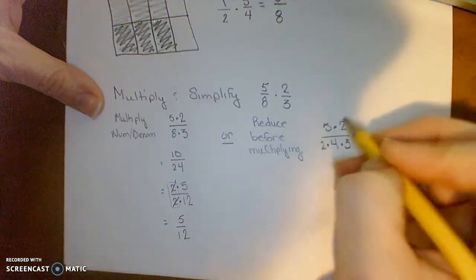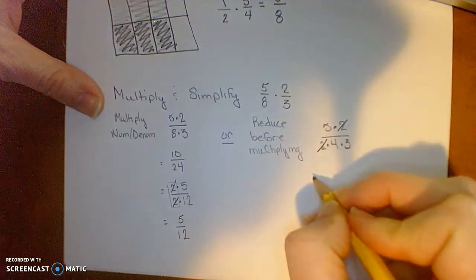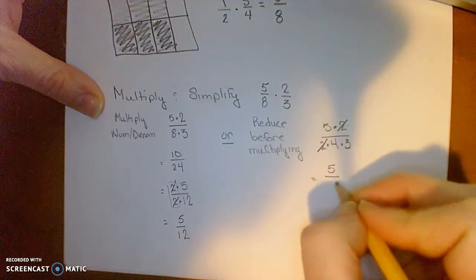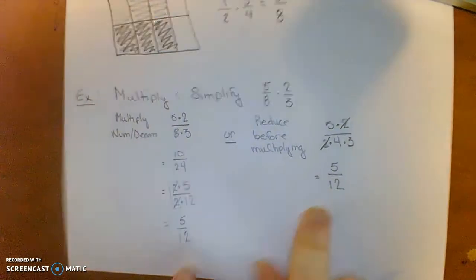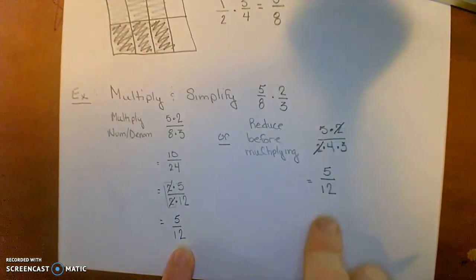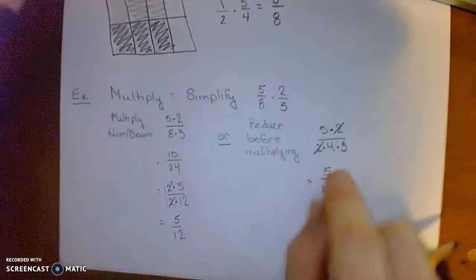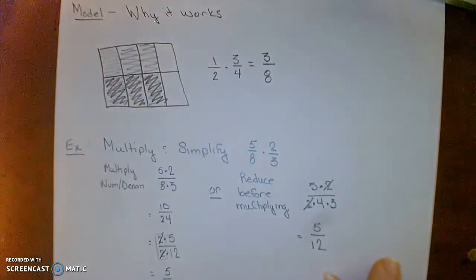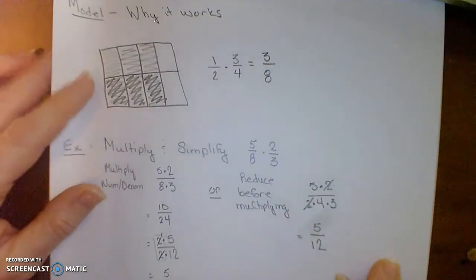Identify the common factors of 2, divide by 2, divide by 2, and let's see what I have left. 5 in the numerator, 4 times 3 is 12 in the denominator. So either way I get to the same answer, but this way was a little bit quicker. So reduce those fractions before you go ahead and actually multiply the things together. All right, let's do another example.